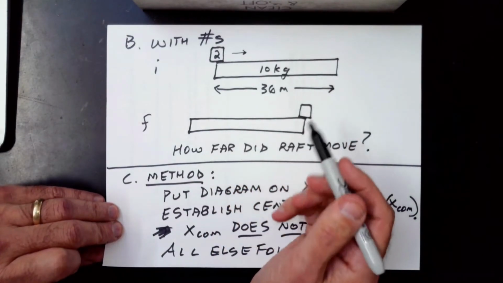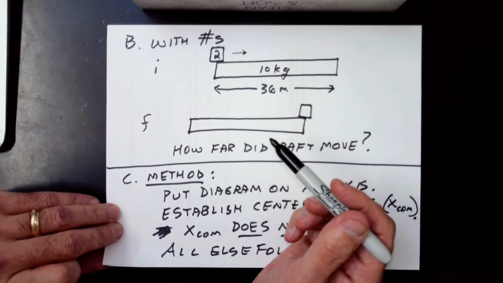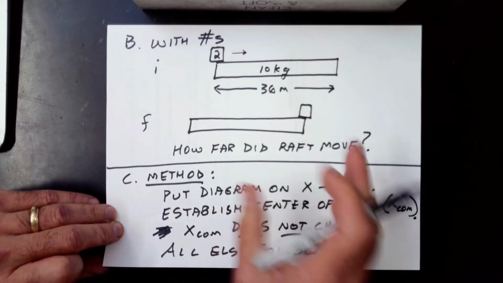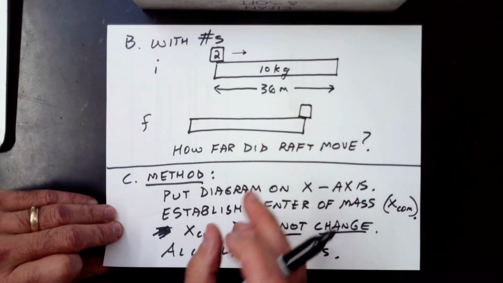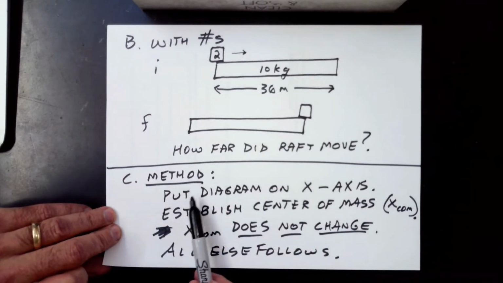I encourage you to just try to figure this out on your own. It's possible to figure out, and there are multiple ways to do it. But I'll give you one method, and this method could also be used for any problem where you have no outside forces on a system and the center of mass stays in one place, and then you're asked questions about the system. So here's my method.